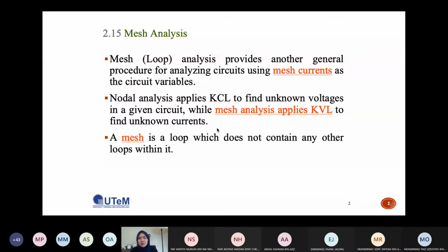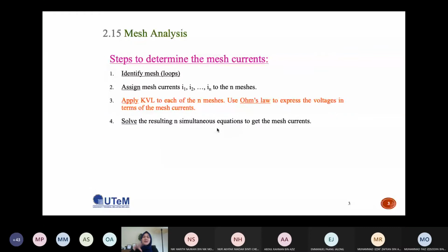So how do we actually analyze the circuit using mesh analysis? There are several steps. Over here we have 4 steps. If you remember, for nodal analysis we have 5 steps. For mesh we have 4 steps, and you need to follow these steps one by one.